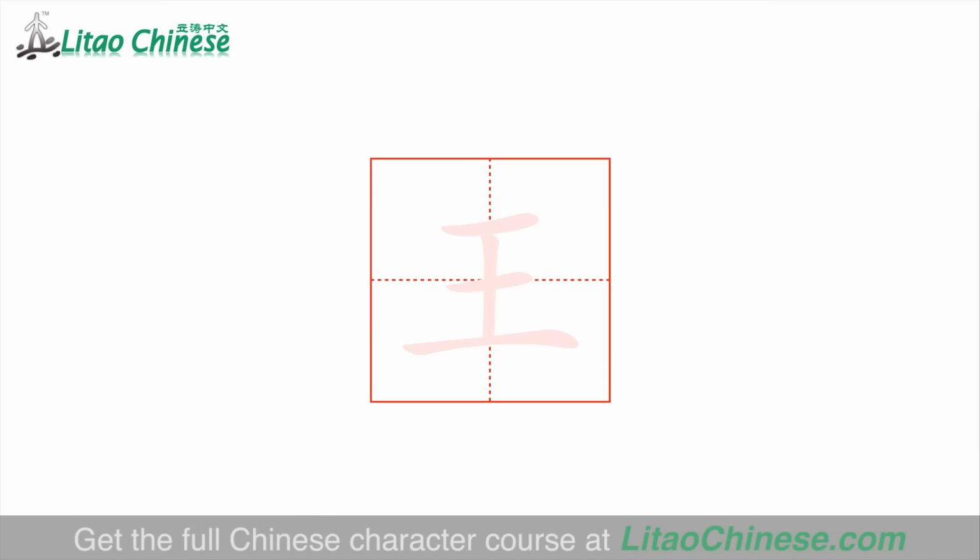Here is the correct stroke order of 王. The top and the middle horizontal strokes 横 are written before the vertical stroke 竖. The last stroke is the bottom 横, which is longer. 4 strokes in total. One more time. 横, 横, 竖, 横, 王, king.